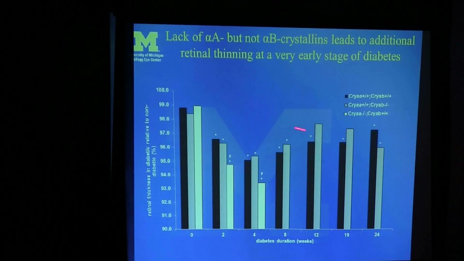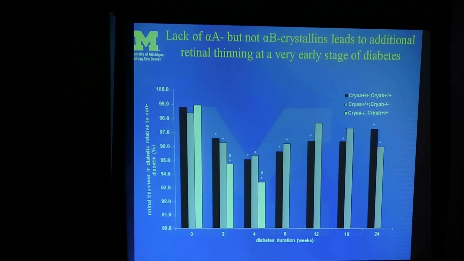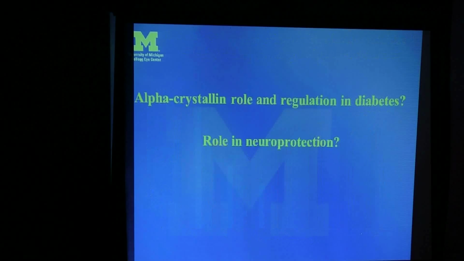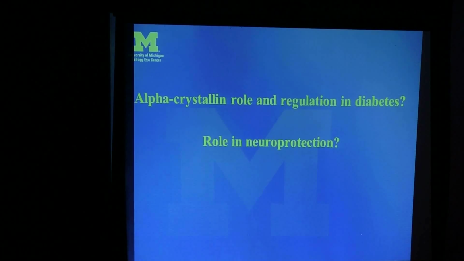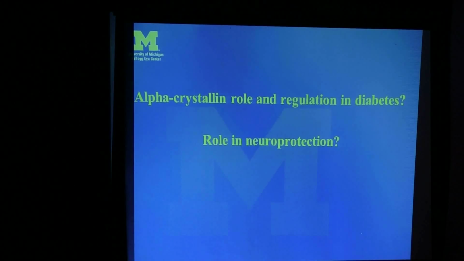So now we have this cohort of animals that we take through all the 24 weeks, and we're actually doing the histology on those at the different time points. So that suggests that lack of alpha A-crystallin at least, and concomitant lack of both alpha A and alpha B-crystallin, leads to increased sensitivity to diabetes.